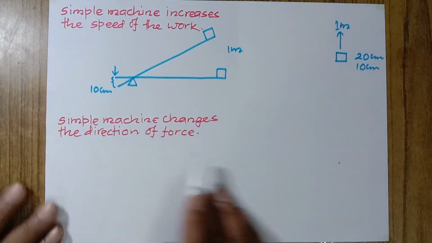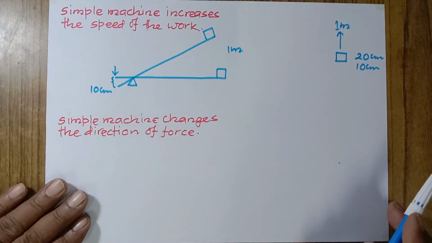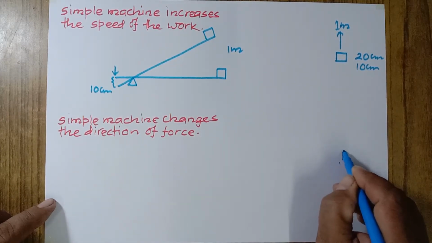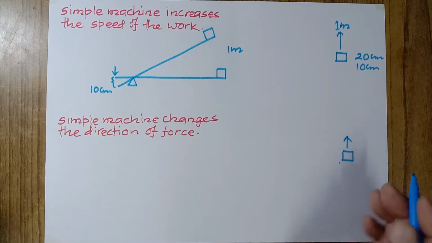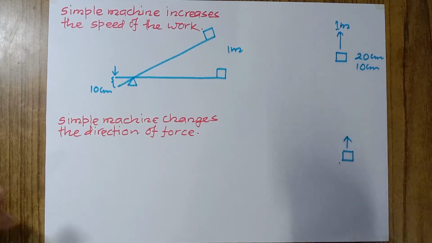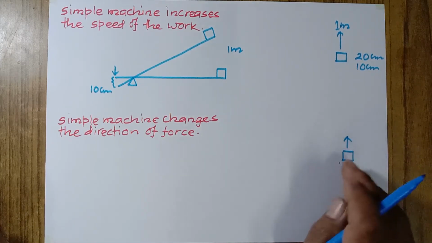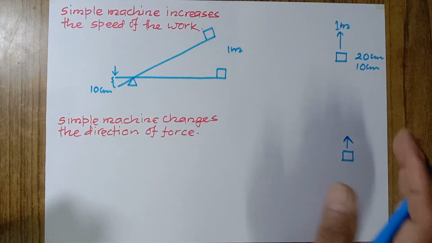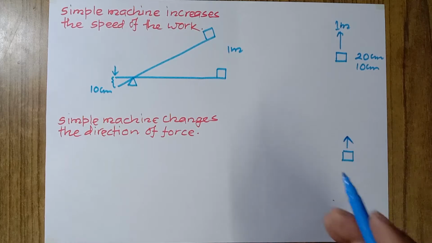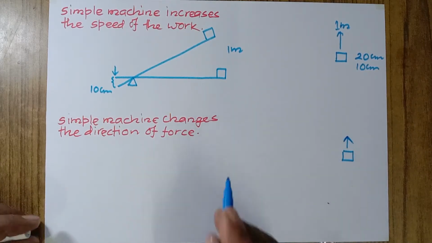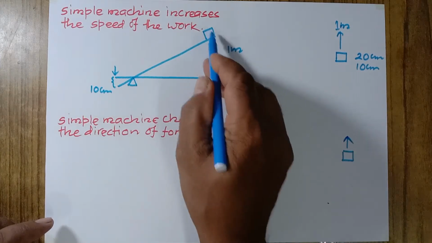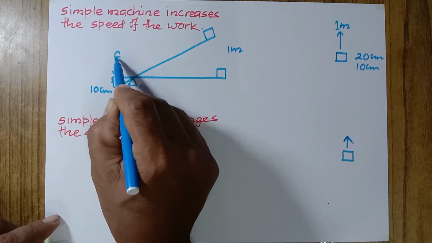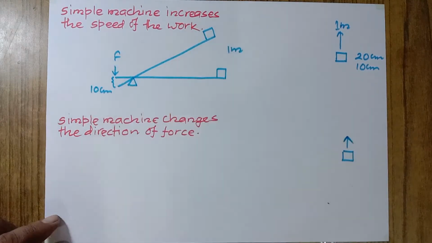Okay, now let's talk about how a simple machine changes the direction of force. If we have to raise a body this way, then certainly we have to apply force in the vertically upward direction, because we are working with bare hands. And if we are working with bare hands, there is no chance of a change in the direction of force. But if the same load is raised using a simple machine like this, look at this case: force is applied in the downward direction, but the load is raised in the upward direction.